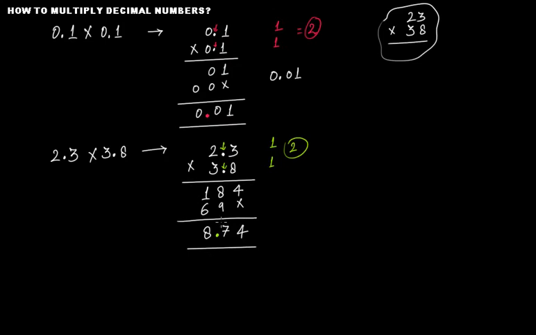Let's take a few more. If we have to multiply 1.25 times 3.78, let's say this one. So let's write 1.25 multiplied by 3.78.